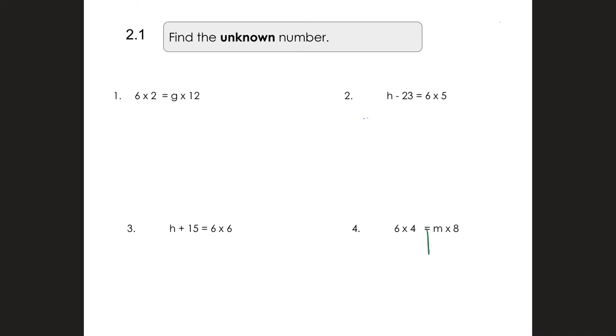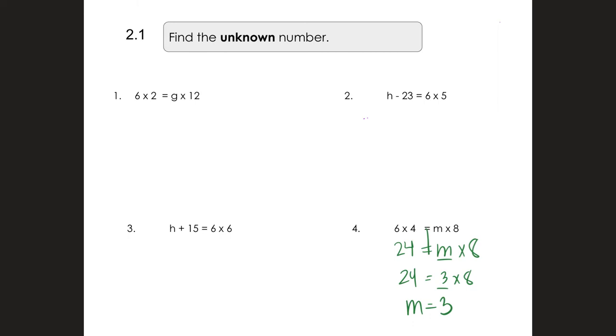And number 4, I'm going to solve on the side that has both numbers and the operation. So 6 times 4 is 24. And that needs to equal whatever is on the other side. So 8 times what is going to give me 24? And I get 3. 3 times 8 equals 24. So I know that M equals 3.